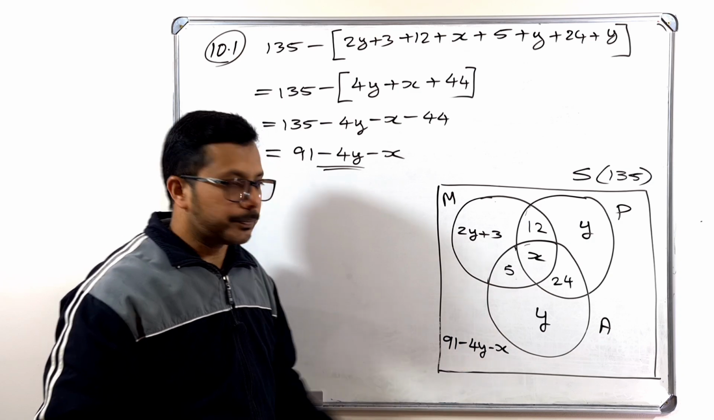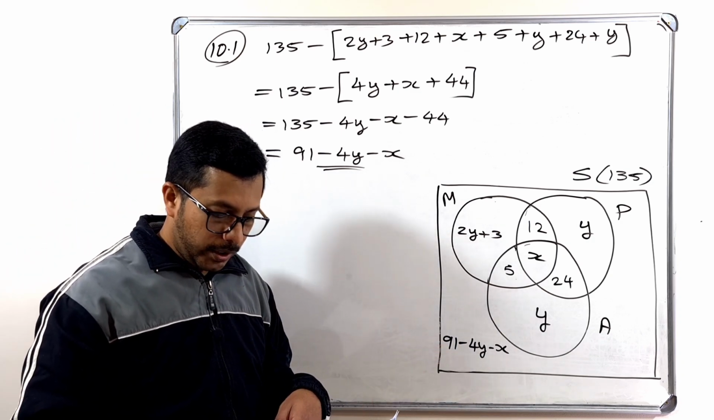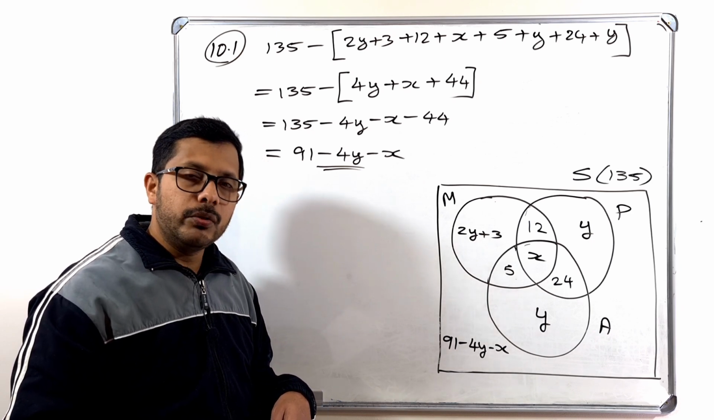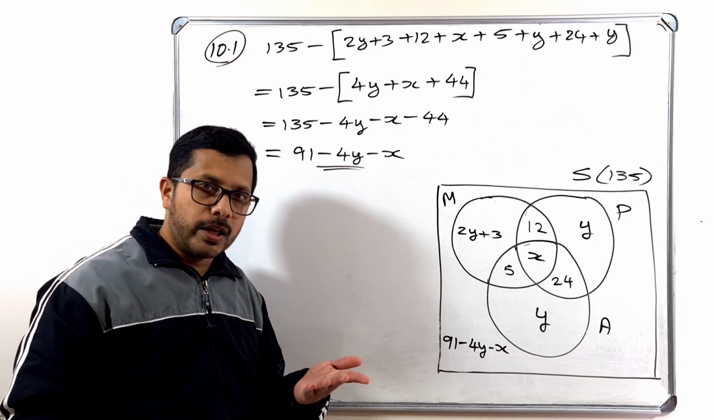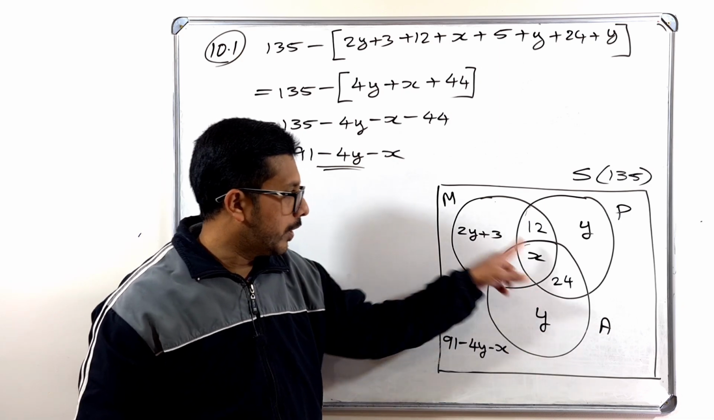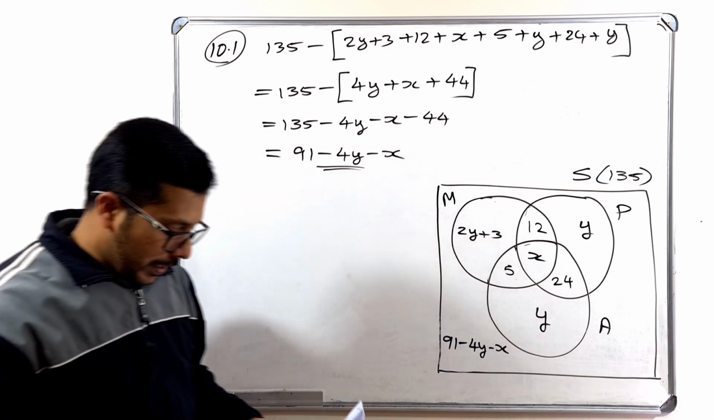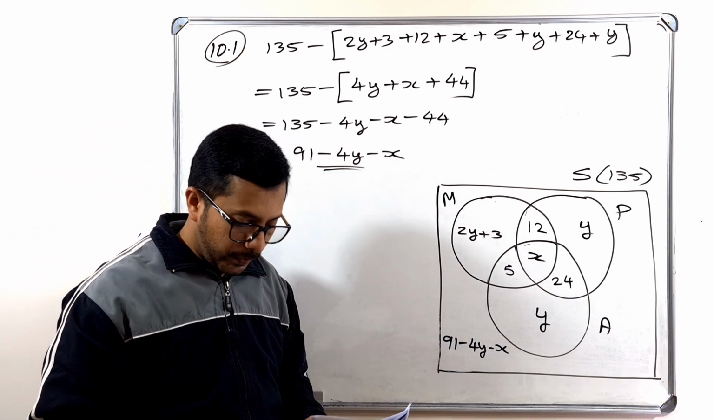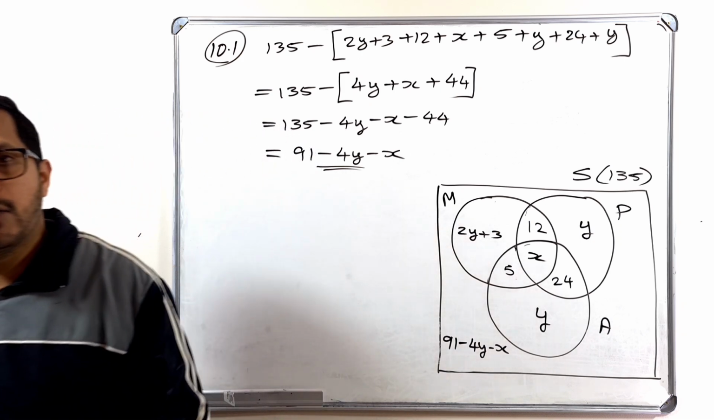Do you understand? We can't just leave it like that, because what is the next question? Determine the values of x and y. In 10.2 you have to find the values of x and y. Once we get the values of x and y, we can easily find the numbers in each region. So this is the first question: draw the Venn diagram. Now let's go to question 10.2. What is the question there?